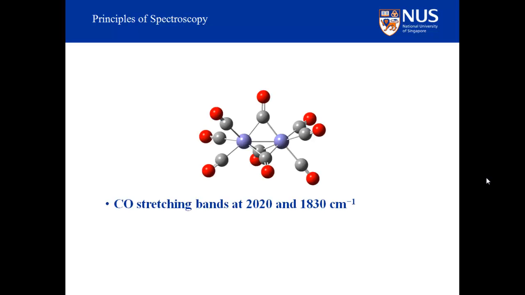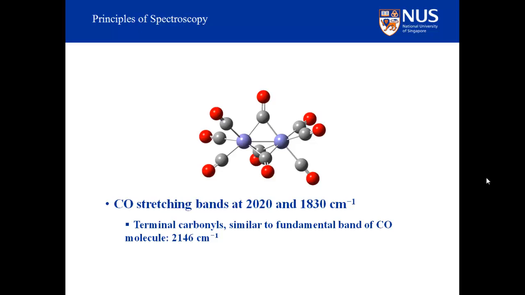Here is an interesting molecule. This is a transition metal dimer with carbonyl ligands. We've got a couple of transition metals in the center, and we've got carbonyls either in terminal or bridge configuration. And we see carbonyl stretching bands at 2020 and 1830 wave numbers. I'm sure you're not surprised that the bands at 2020 wave numbers are associated with the terminal carbonyls.